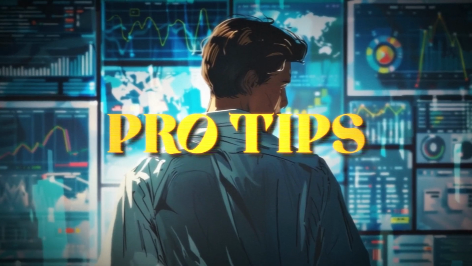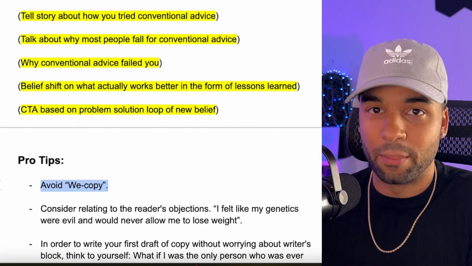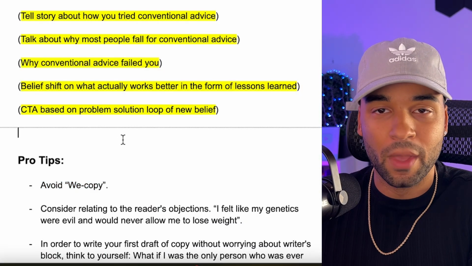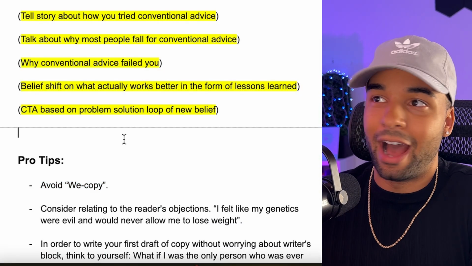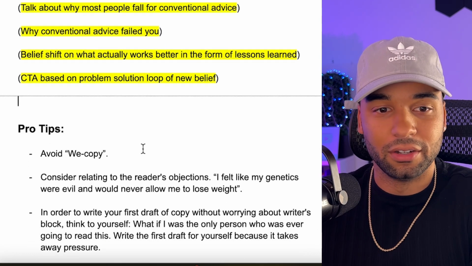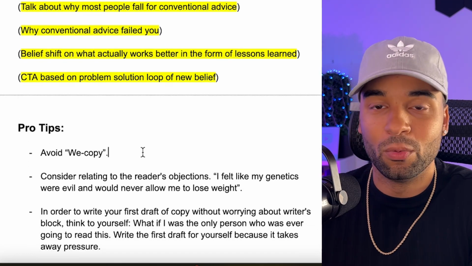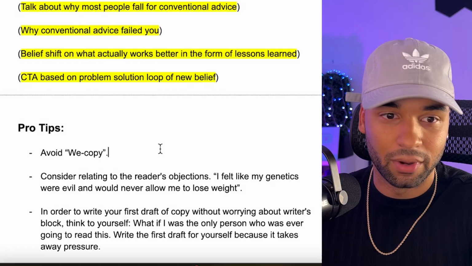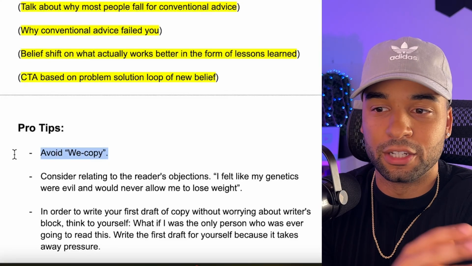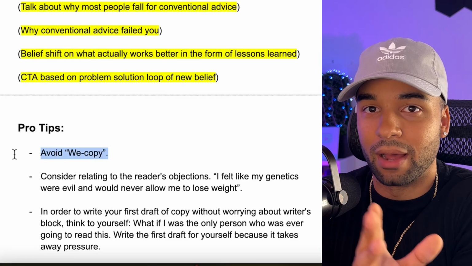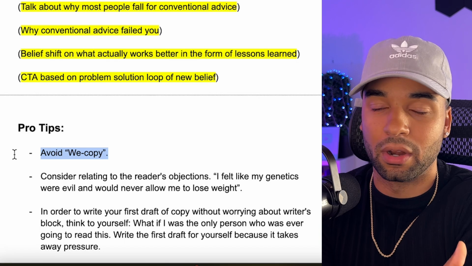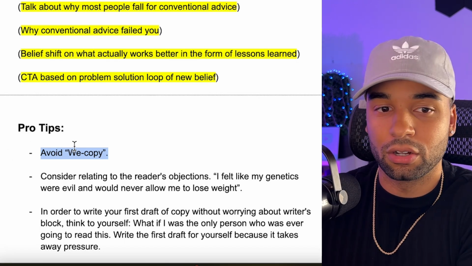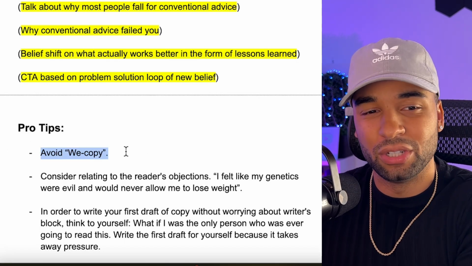So some pro tips. Avoid we copy, okay? We copy is when you open it up talking about yourself, talking about, I've been in business for 14 years, and here at this company, we believe that you're able to whatever, right? This is something a lot of beginners have problems with because they've seen late night infomercials, they've seen commercials, they think that their copy is supposed to look like a commercial. Well, it's really not, right? Great marketing doesn't feel like marketing, and this shouldn't either. You shouldn't talk so much about we, especially in the very beginning.